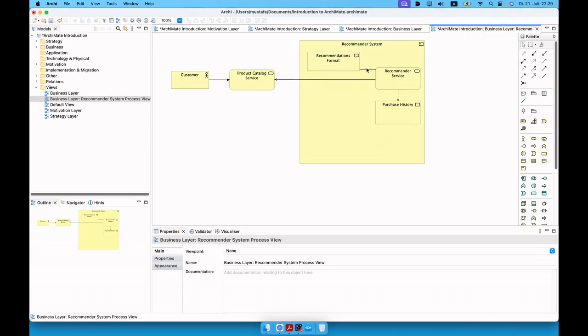One more way to map it, instead of mapping it to the recommender service, we can also map it to the relationship. So this is visually easier to understand and interpret. So the recommender service gives its results in the recommendations format to the product catalog service.